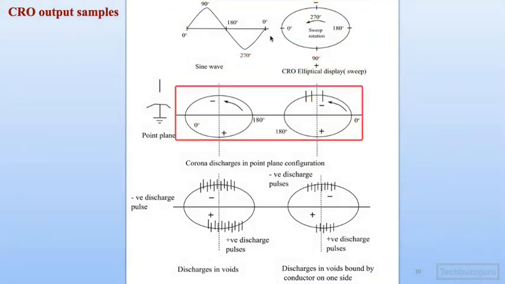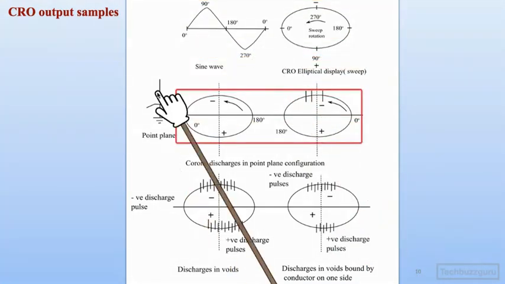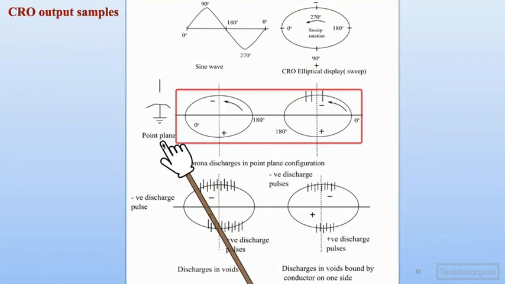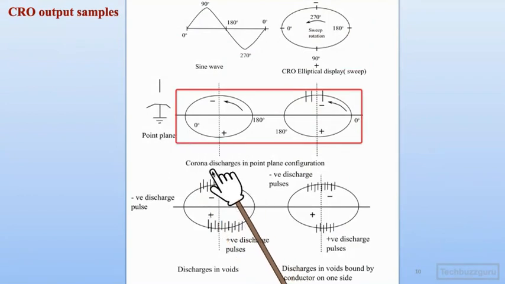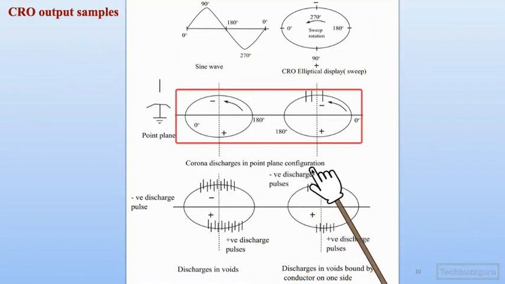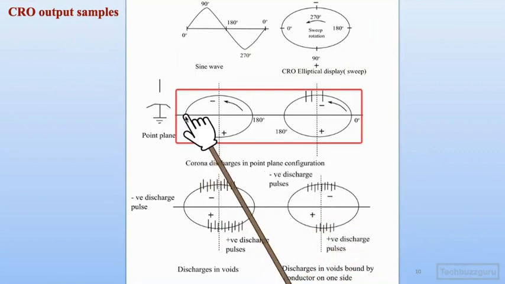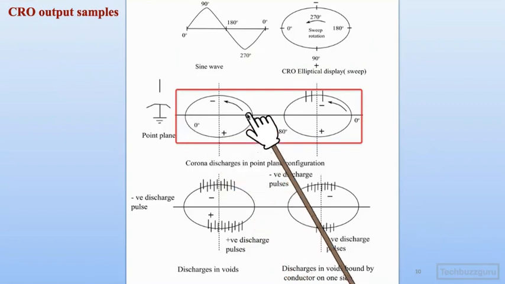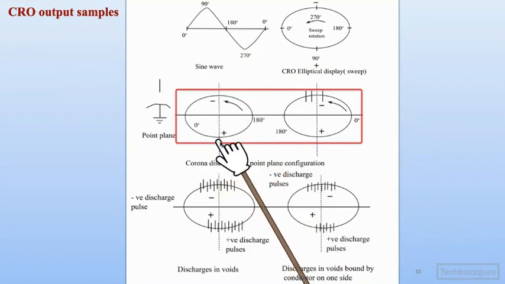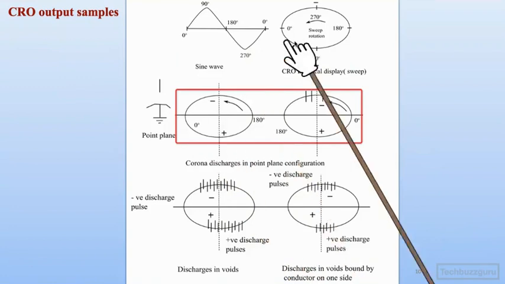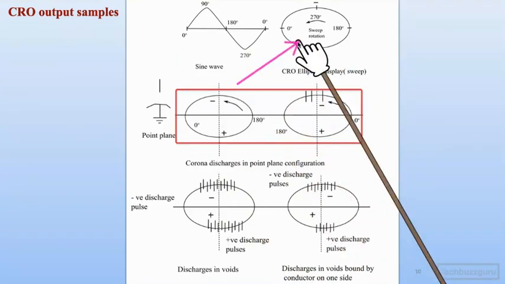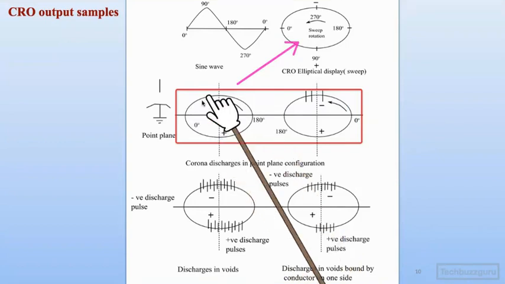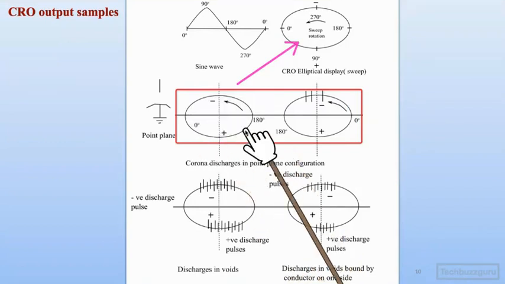Then next, consider a point and plane gap type of arrangement. The results are shown. Okay, corona discharges in point plane configuration. In the absence of any corona discharge, the elliptical pattern will be visible like this, very similar to the one that is shown here at the top. Okay, no corona discharge. Corona discharge, what is corona discharge?